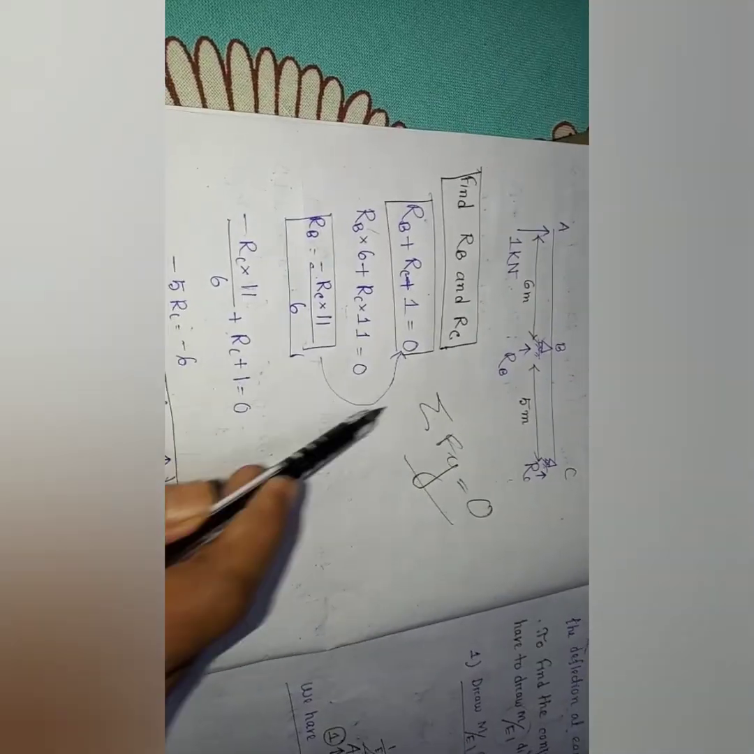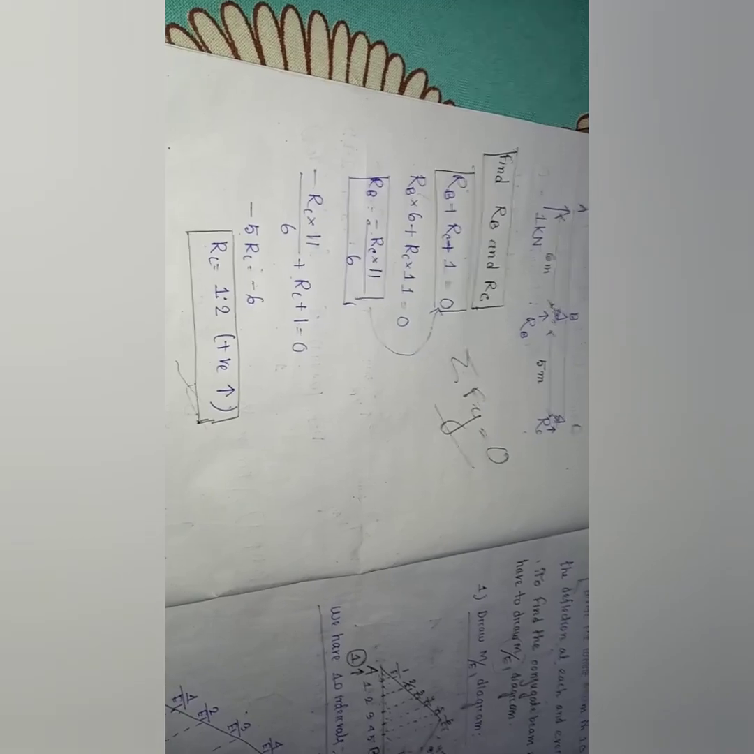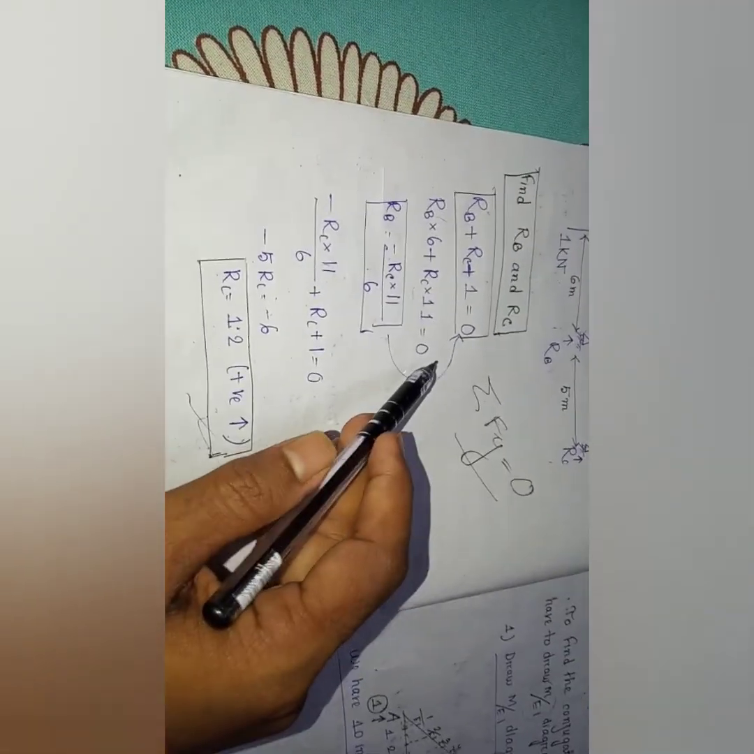And if we put this value here, we can get the value of RC. So it is very basic. We all know this, how to find RC and RB. If you have any problem, you can tell me in the comment section. I'll help you. So from these equations, we got RC value equal to 1.2, that is positive, and the value of RB we can get.